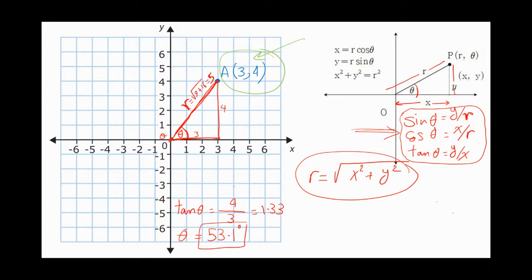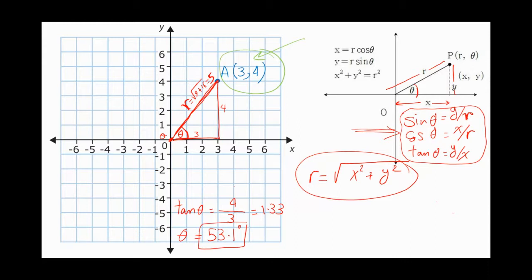This is called the Cartesian system. Sometimes they call it the rectangular system. Okay. So if you know x and y, that's the Cartesian system. It's used to locate the position of the point.